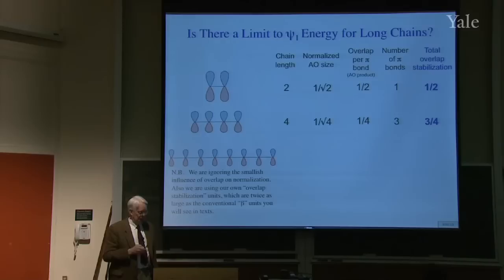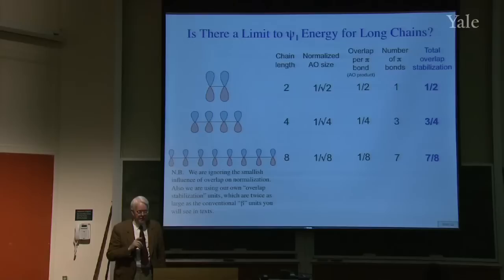Now, suppose we have 8 in a row. Now the normalized atomic orbital size is 1 over the square root of 8. 1/8 is the overlap per bond, and there are 7 bonds. So we get 7/8 is the amount of stabilization. So it's going down, down, down, down. And obviously, each time we add a pair, it's going to go down more and more. Is there a limit? Does it just keep going? Obviously, it'll get a little bit better, but does it approach a limit? Can you see what it would be if n were infinite, if the chain length were infinite?